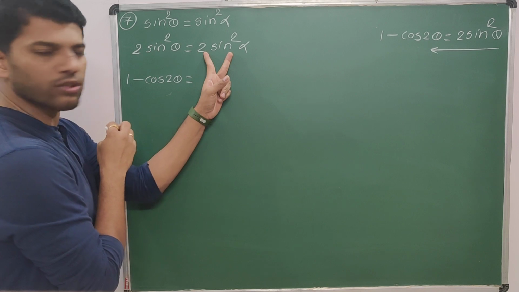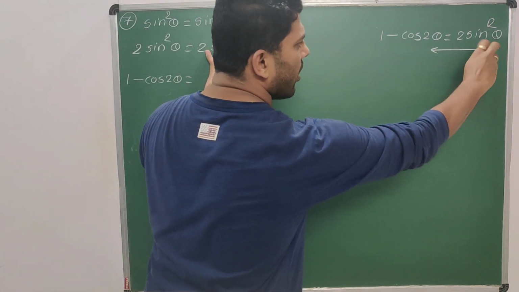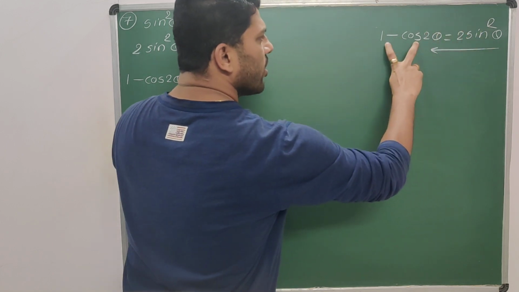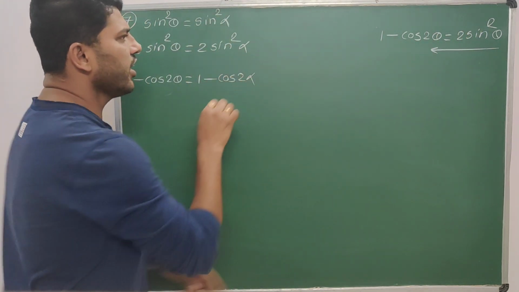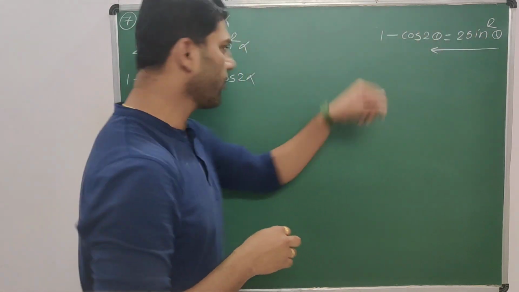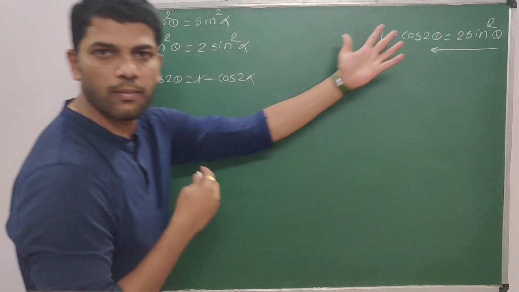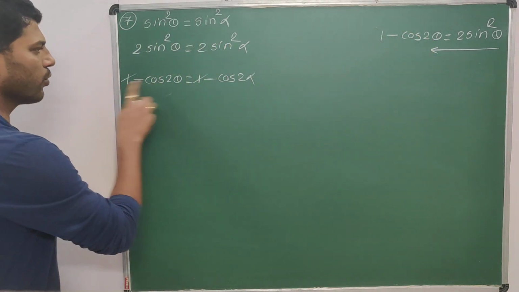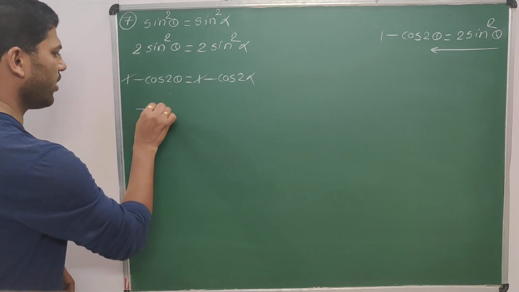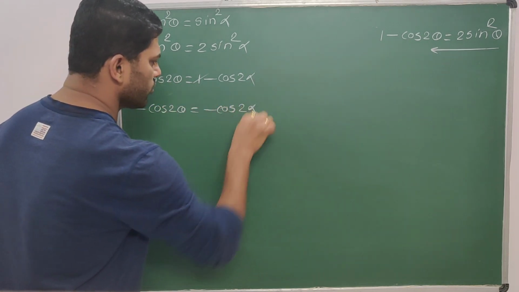And let's replace this 2 sin square alpha. Just imagine alpha instead of theta. So 2 sin square alpha is 1 minus cos 2 alpha. So just read that formula in reverse order. Now further, this 1 and 1 cancel. It's a double angle formula, my friends. So please note down, it's a double angle formula. So 1 and 1 cancel. Then minus cos 2 theta equal to minus cos 2 alpha.